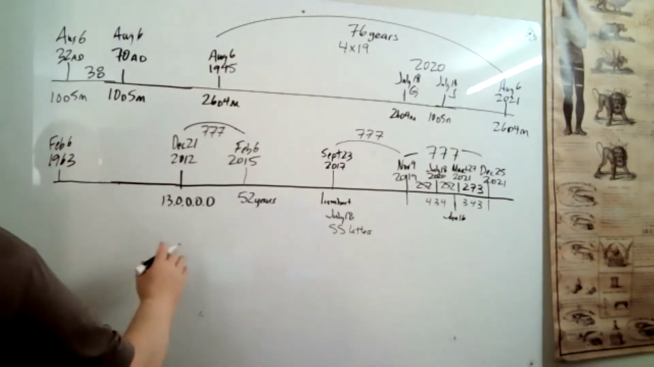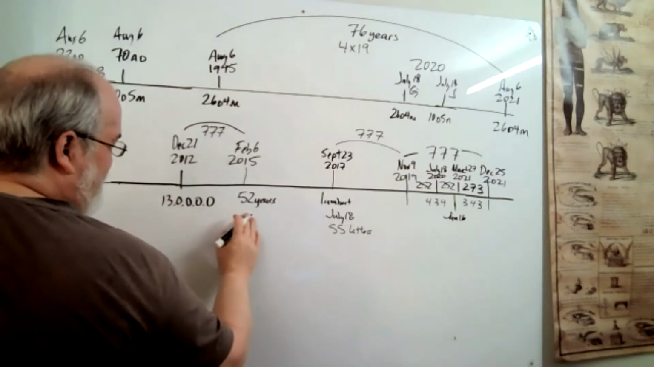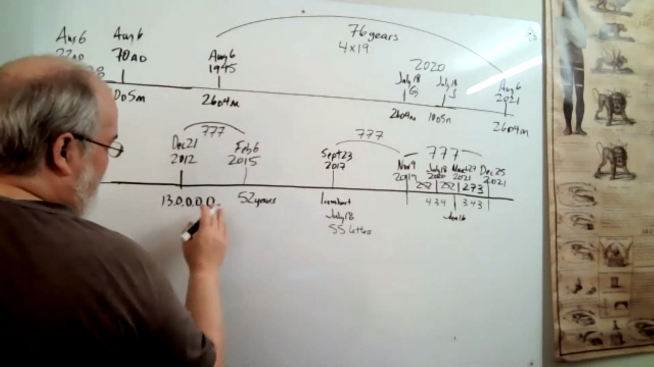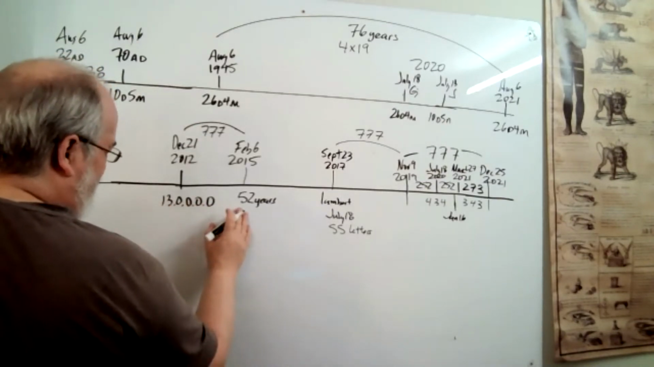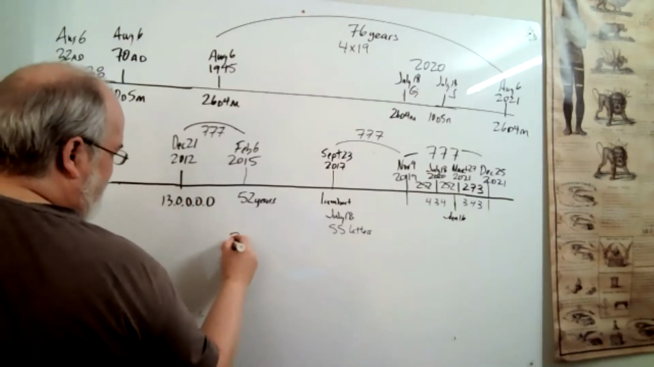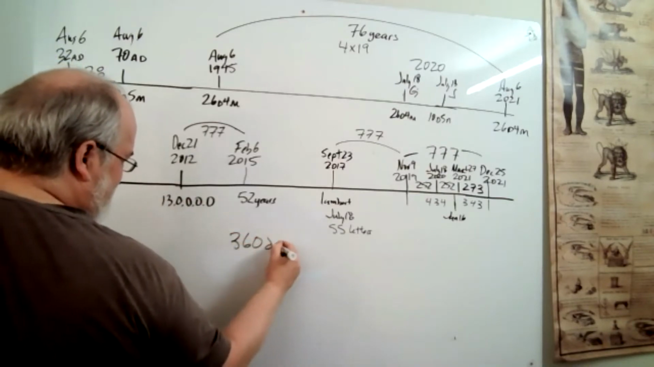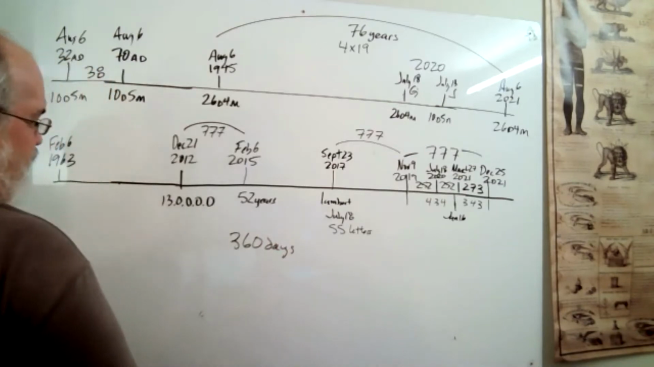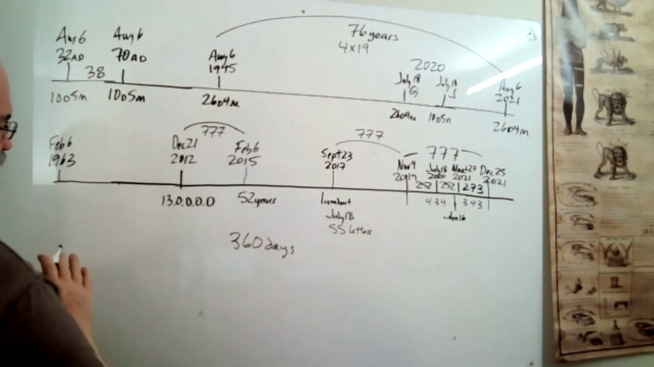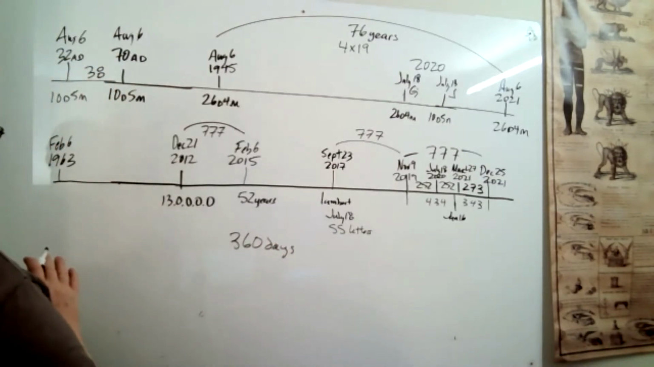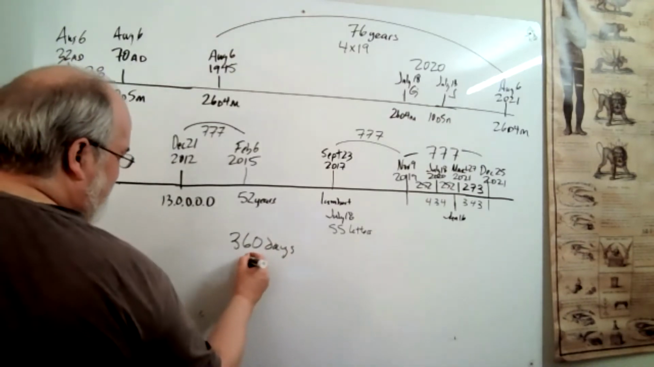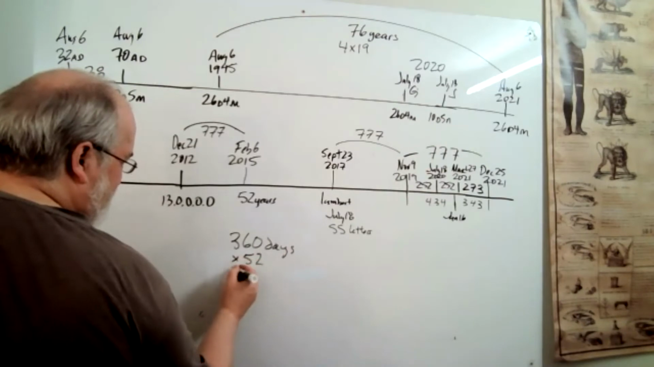So what I did is I knew that the Mayan calendar is counting years of 360 days. And they count 52 years as an important number of years. So 360 times 52 is what?